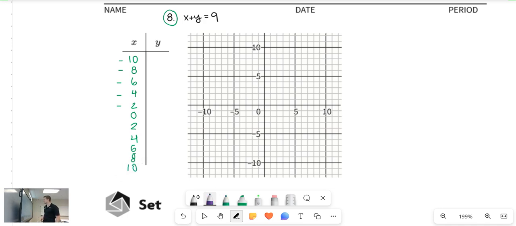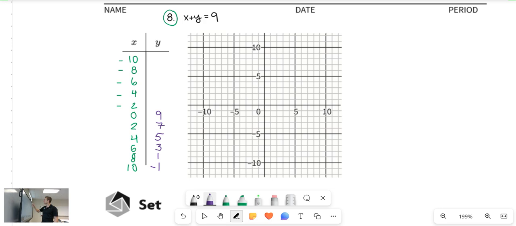All right, those are our values for x, and now we just need x plus y to equal 9. So the easiest one to fill in is going to be 0. If we have 0 for x, and we add y, and it needs to be 9, well, that would be 9, right? Now, what would we have to add to 2? Well, 2 plus 7 would equal 9. 4 plus 5 would equal 9. 6 plus 3 would equal 9. 8 plus 1. And then 10 plus -1 is actually going to equal 9. So that's what we've got there.